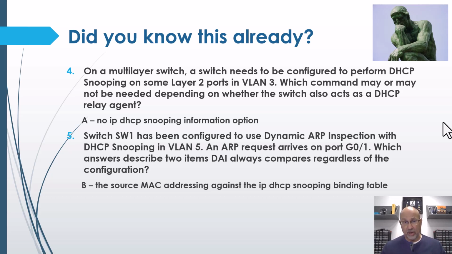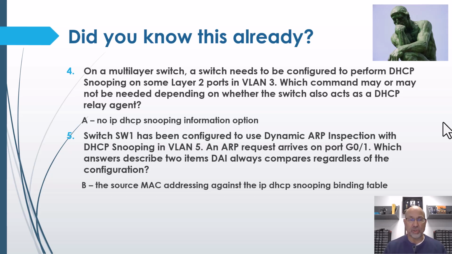If you didn't do that, or you just said ip dhcp snooping information option, that would be if you were going to use a relay agent. So that was A. I know it's a little confusing, but there's a difference between what a relay agent does to DHCP messages versus a standard DHCP server.